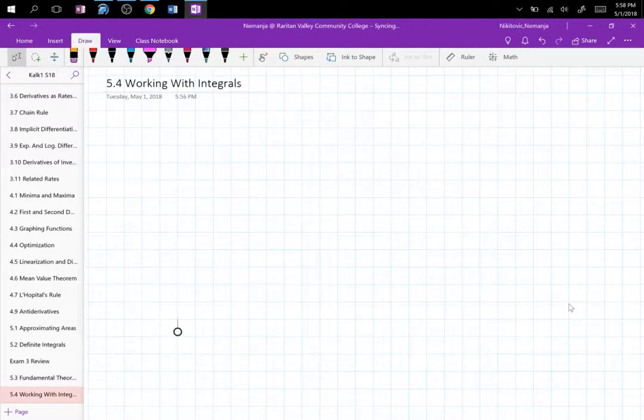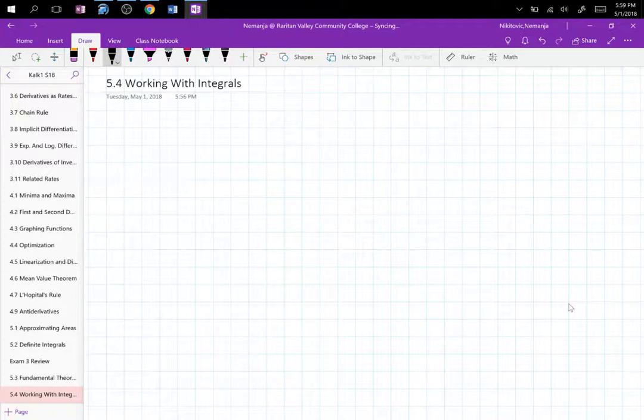Hello and welcome back to Calculus 1, section 5.4, working with integrals. So before we do any work, let's review a little bit of integration and what we did so far. In 4.9 we said the antiderivative is going to undo the derivative. And we said we have to put plus C at the end of every integration because we are not able to retrieve the constant unless we have an initial condition.